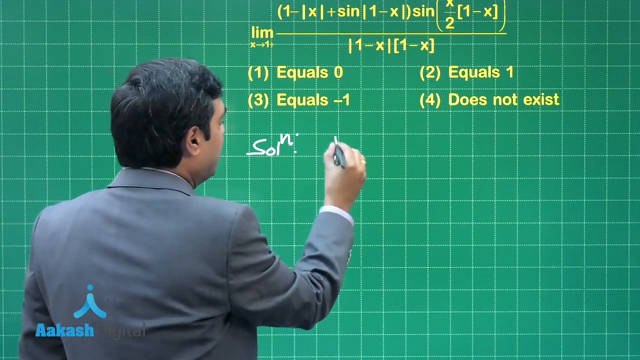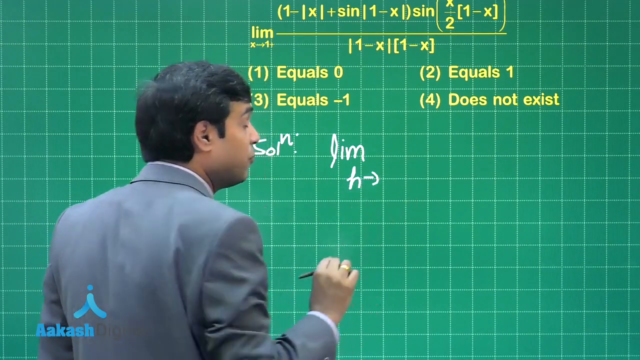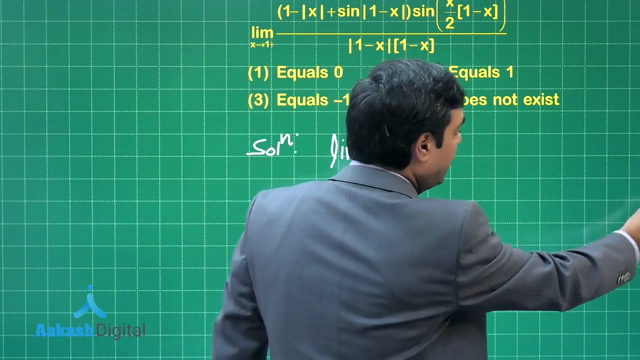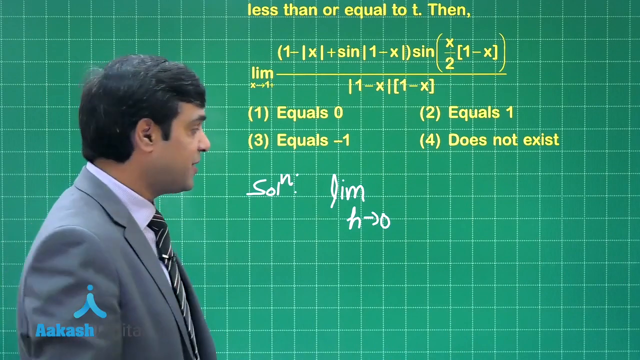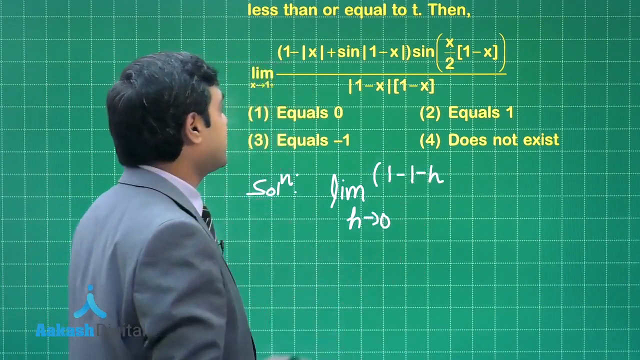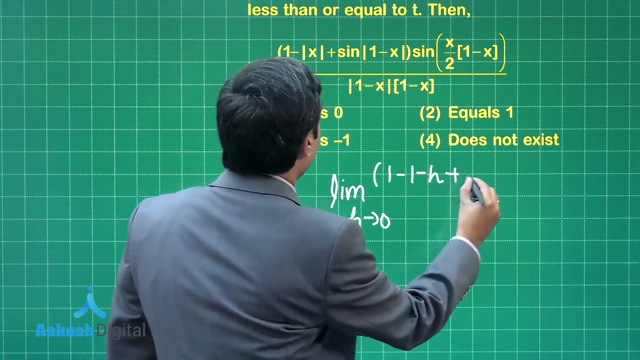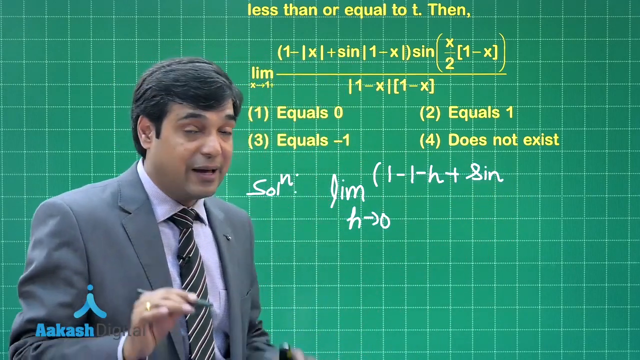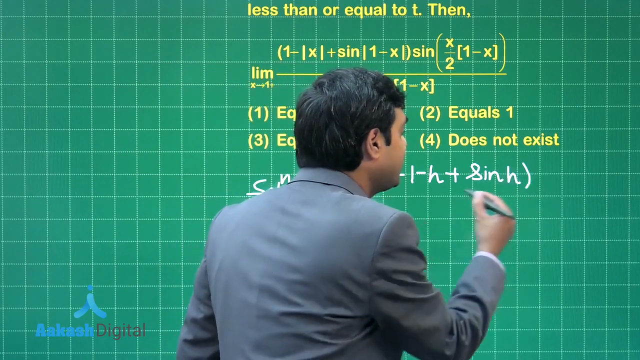We have to talk about the limit x approaching to 1 plus. So, let us say x is 1 plus h. So, h is approaching 0, right. So, we are talking about the limit h approaching 0. Substituting here x as 1 plus h, we get 1 minus 1 minus h, because mod x becomes 1 plus h only, plus sine of mod of 1 minus x. x is 1 plus h, so we have mod of minus h, meaning simply h.